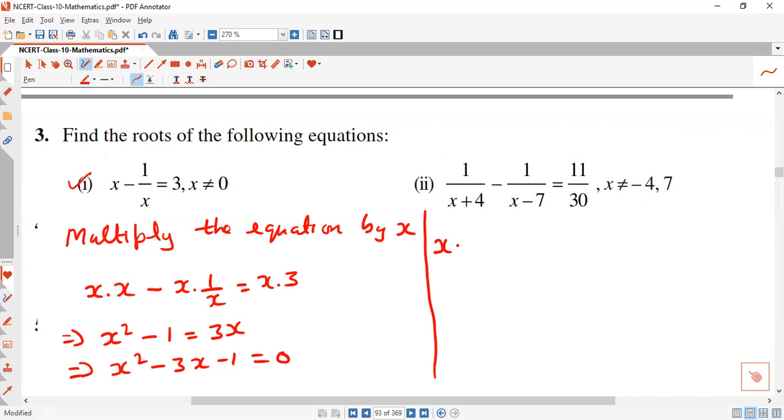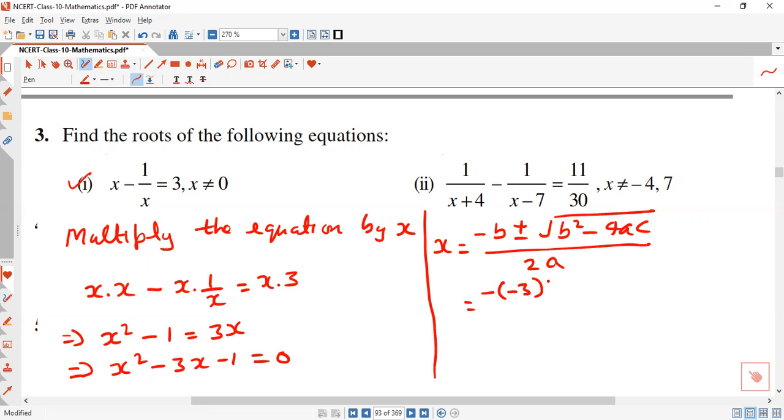x equals minus b plus or minus under root b square minus 4ac upon 2a. If you put the value, minus b is equal to what here? Minus 3. So minus 3 plus or minus under root minus 3 square minus 4 into a. a is here 1. You see, a is 1. And c is here minus 1, divided by 2a, 2 into 1.